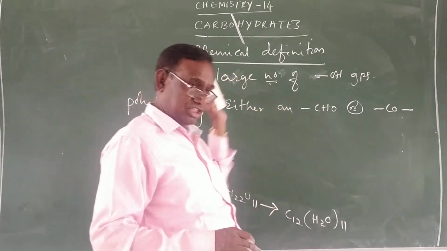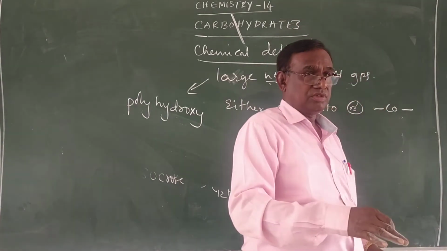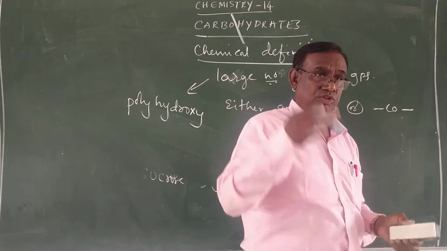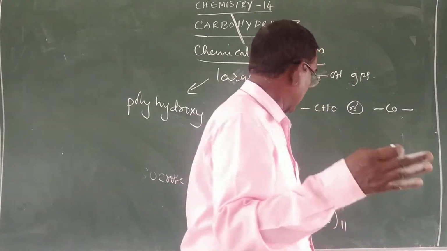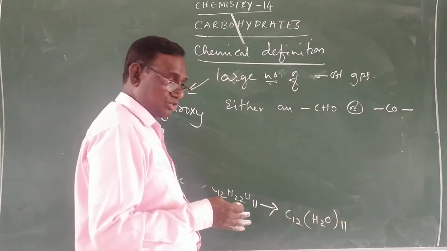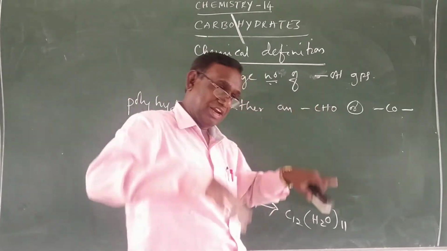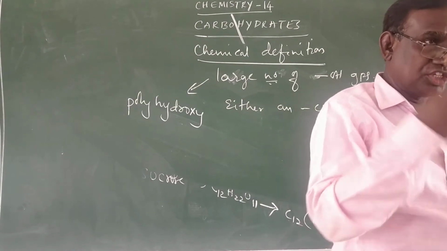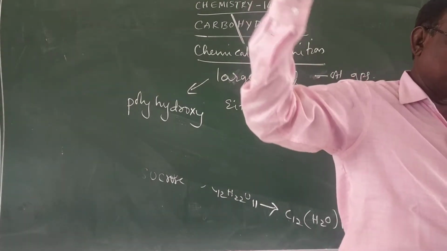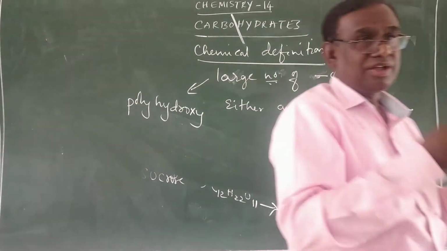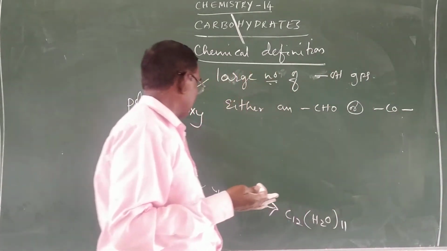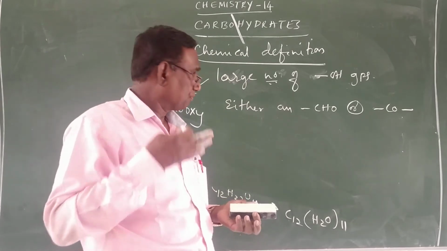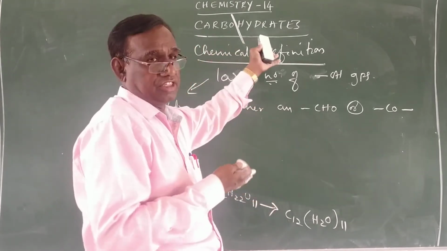polyhydroxyaldehyde or polyhydroxy ketone, or the carbohydrates are the substances which on hydrolysis give either of the two. Either of the two means what? Either polyhydroxyaldehyde or polyhydroxy ketone, it should give. Then only the compounds are called carbohydrates. Which compounds are called carbohydrates? The compounds which on hydrolysis give either polyhydroxyaldehyde or polyhydroxy ketone. You can give that chemical definition to the carbohydrates.